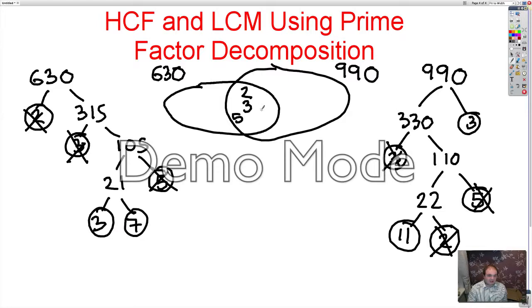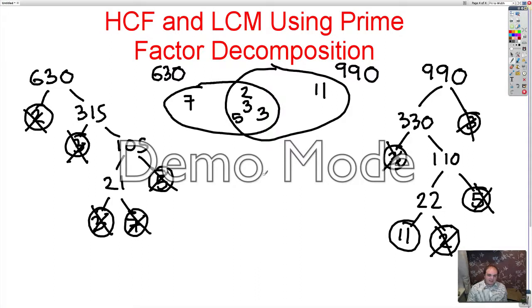3 and 3 again, you can have more than one. Okay, pair, 3 and 3. And hopefully you can see I've got a 7 left and an 11. So 7 isn't in both, so I'm just going to stick 7 in the 630 box. Done that one, and I'm going to stick 11 in the 990 box. Okay, how does this help me?